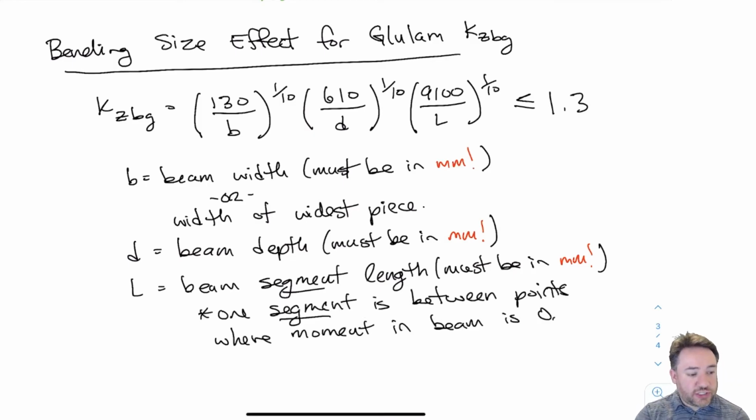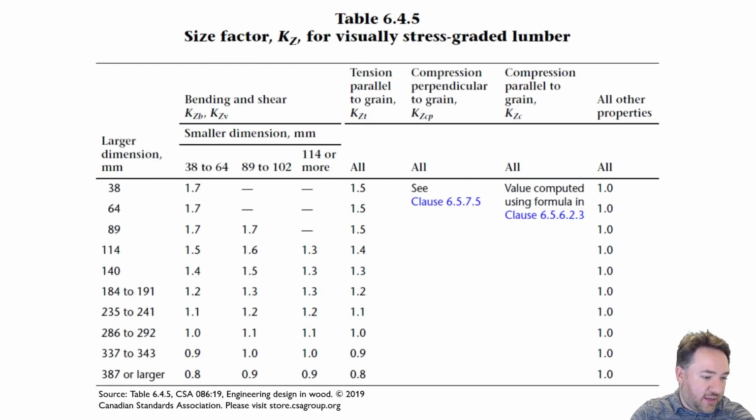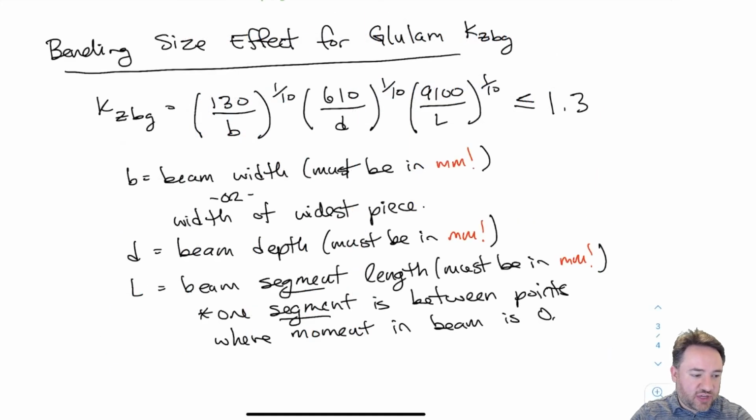Okay, so we're just going to talk about specifically bending size effect for glulam, because as we remember, size effect for lumber, we just pull out of this table, which is very easy. But size effect for glulam is a bit more complicated because A, we have a calculation, and B, the definition of L is explained, but not necessarily obvious. So I'm going to give some examples of what that would look like for different cases.